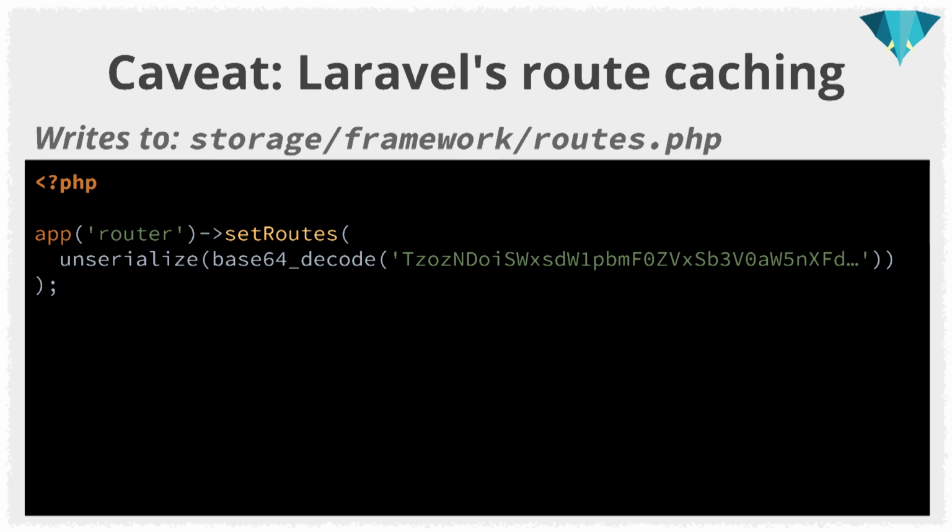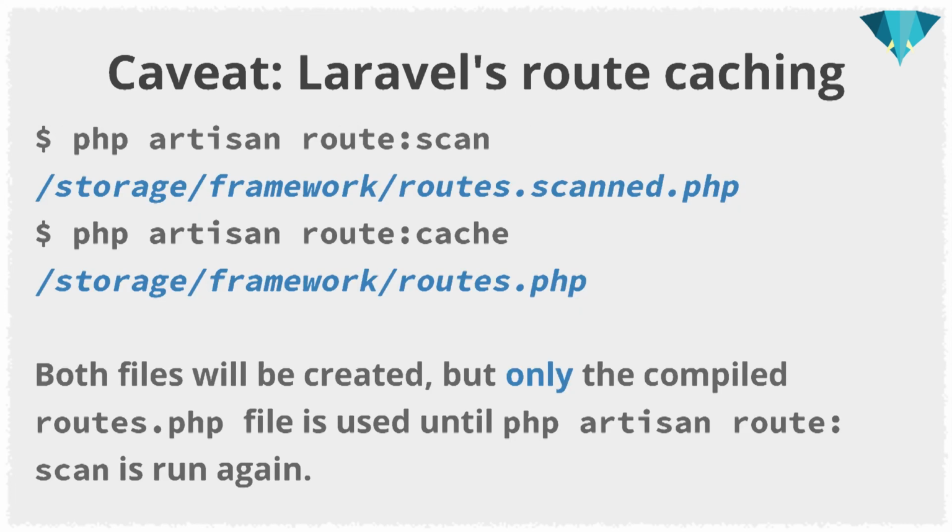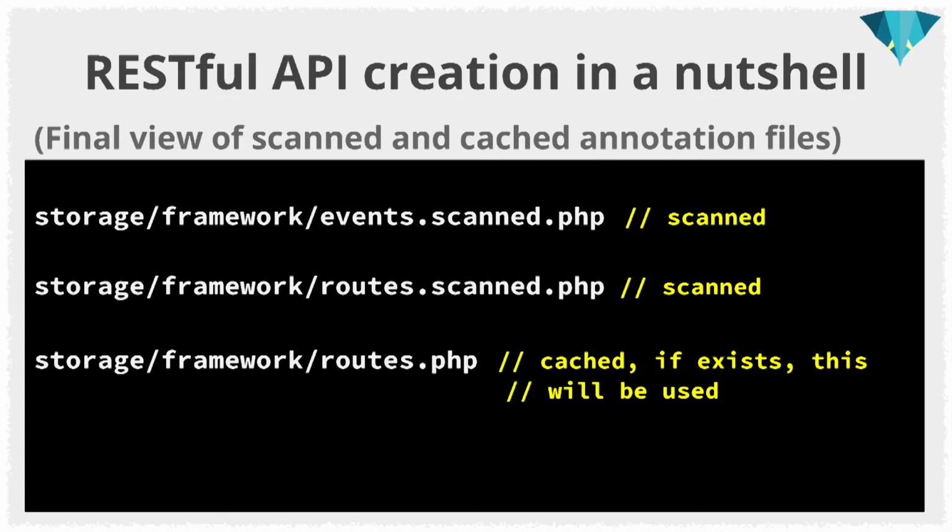So not to get them confused, we see routes.scan.php, which is the result of the scan, which reads all of the annotations inside of the doc block. And then routes.php, which is the result of the route caching. And again, only routes.php will be used if it exists. And here we see all three files together. The events are not cached, so the events.scan.php file will be used, and then routes.php will be used. Routes.scan.php will not be used.